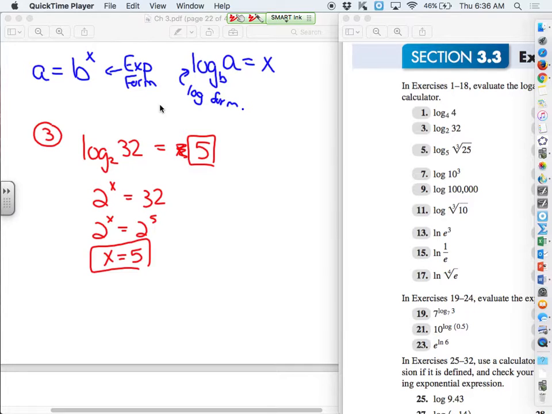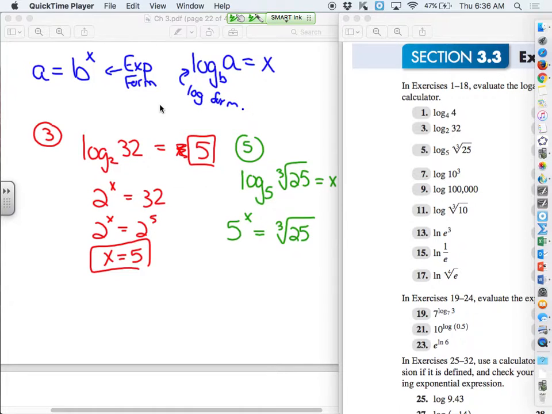If you look at something like number 5, log base 5 of the cube root of 25. That equals something. I'm going to call that x. Write it in exponential form. The base is 5. X is the exponent equals the answer part, which is cube root of 25.